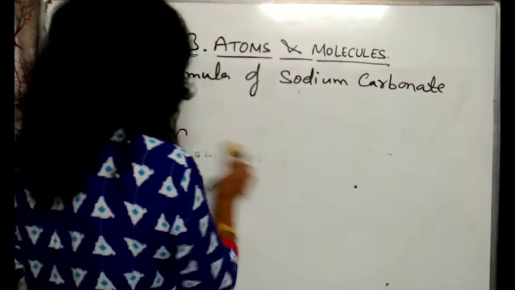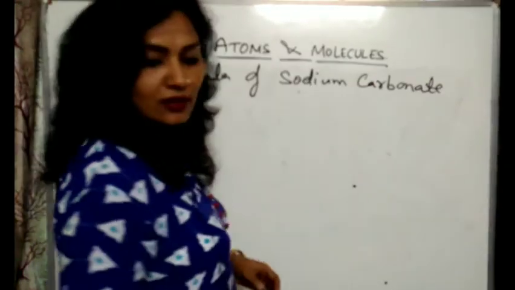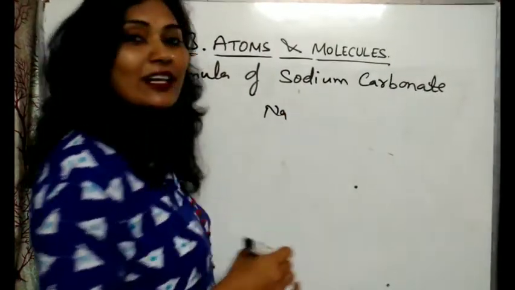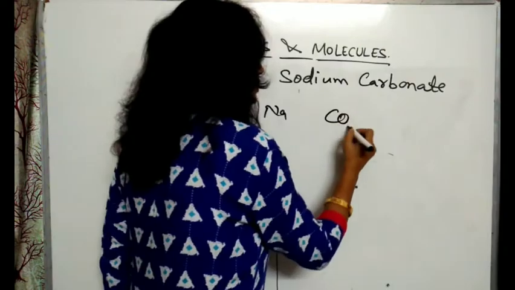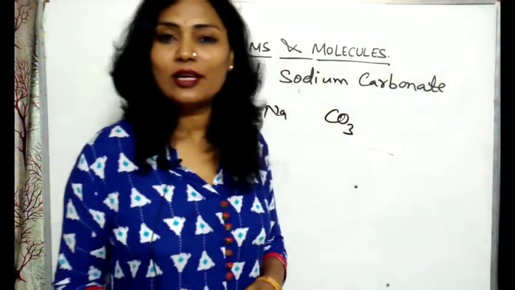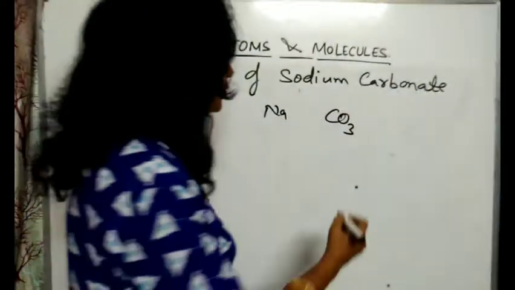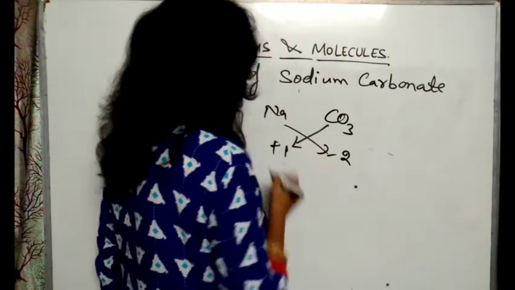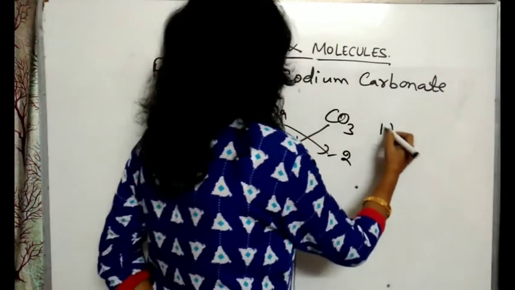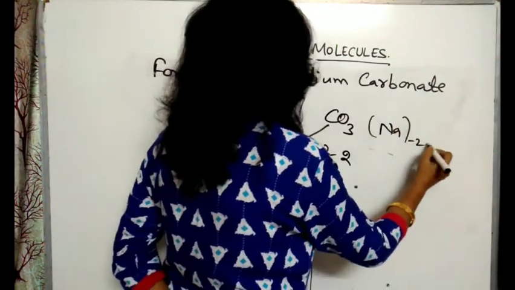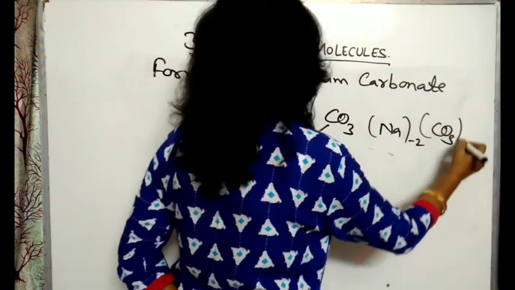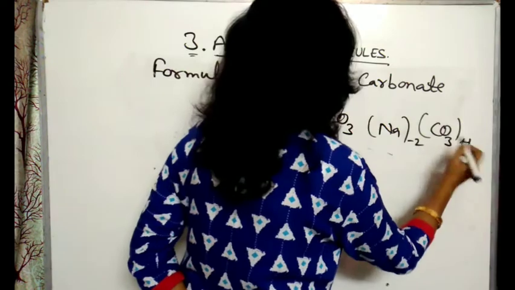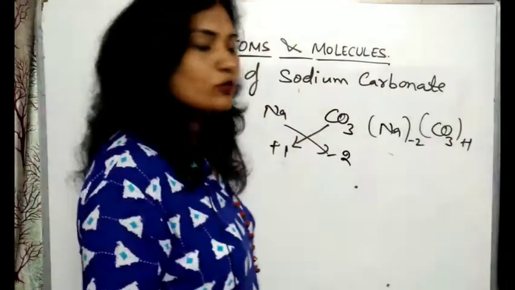Okay. So what is the symbol of sodium? It's Na and carbonate is CO3. What is the valency of CO3? It's -2. So you will write here -2 and plus 1, cross over the valencies. Okay, you will write Na -2 and CO3 plus 1. Okay, CO3 plus 1. What will you do?